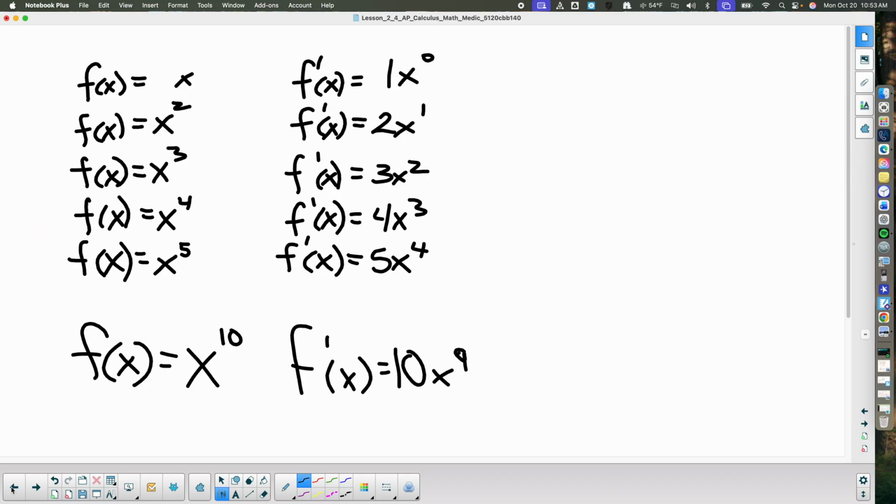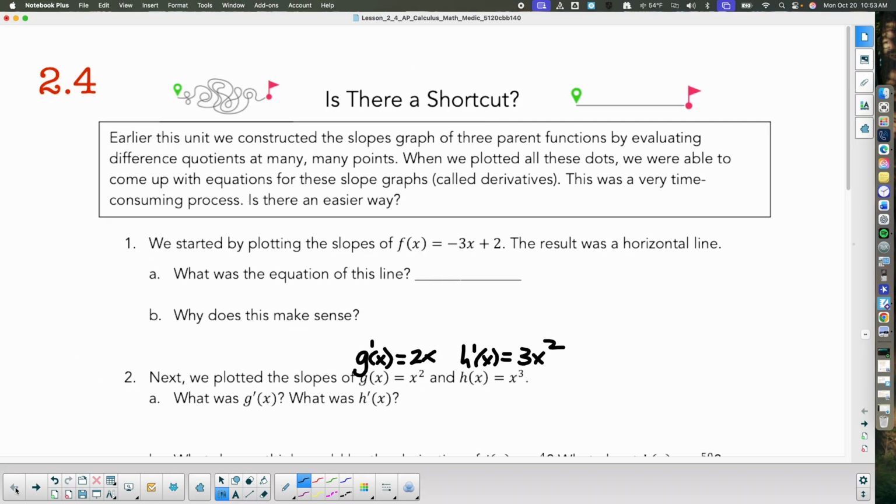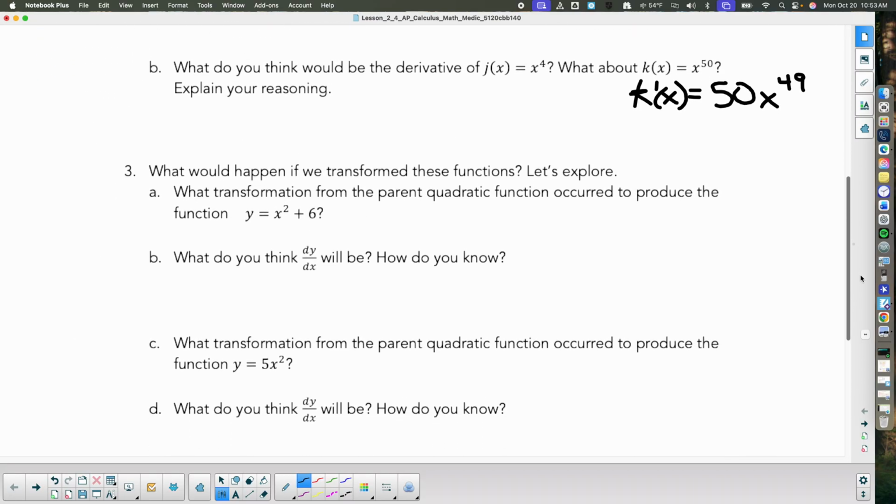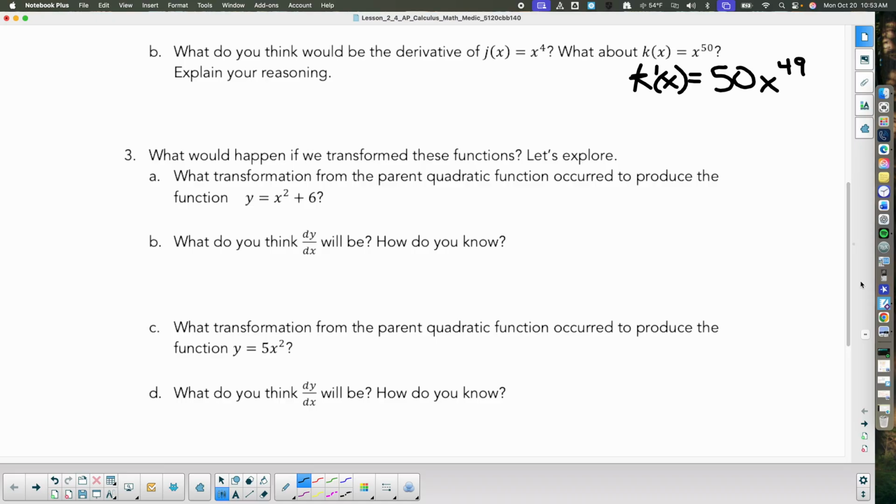Okay, going back to page 1. So we've already done the difficult part of this section. The power rule is the section. This is details.